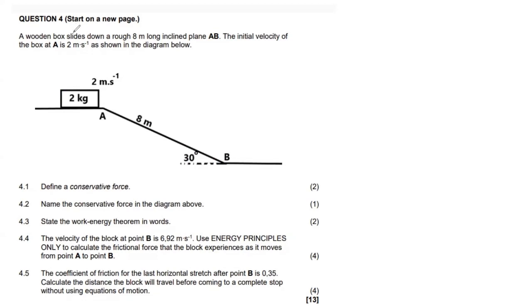Okay, so we have question 4. It says a wooden box slides down a rough 8-meter long inclined plane AB. The initial velocity of the box at A is 2 meters per second, as shown in the diagram below. Then 4.1 says define a conservative force.